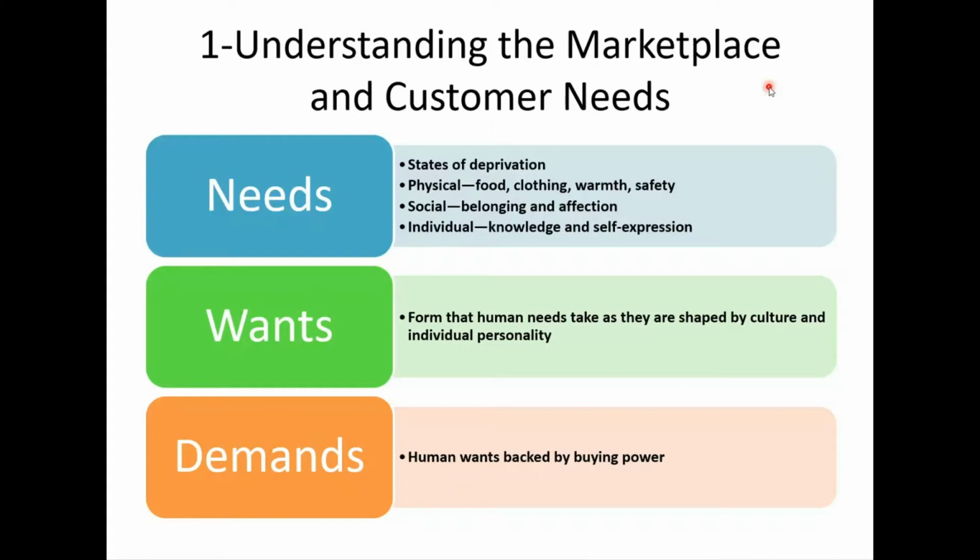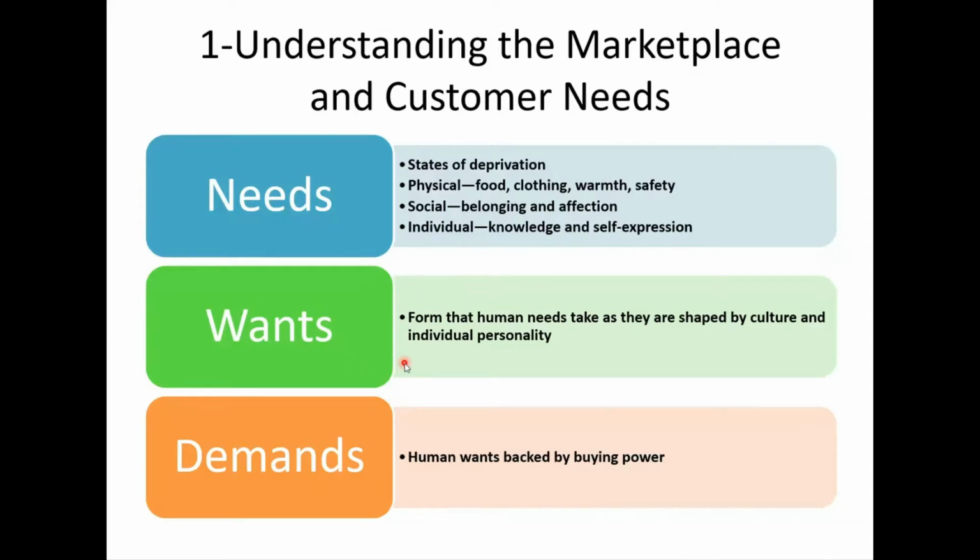It's important to differentiate between needs and wants and demands. Needs means, for example, I need food, but I want, for example, fast food, or I want Lebanese food. I need clothes, but I want to buy from, for example, Zara. I need, let's say, social belonging, so I want to join a certain social club, or maybe a horse club, or a certain sports team. For example, I need knowledge, so I want a bachelor degree, then a master degree.